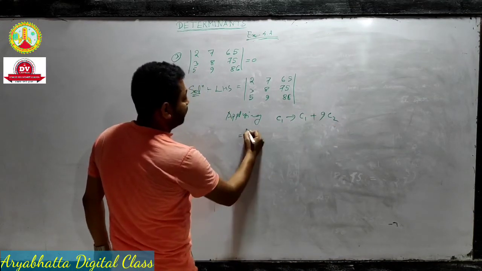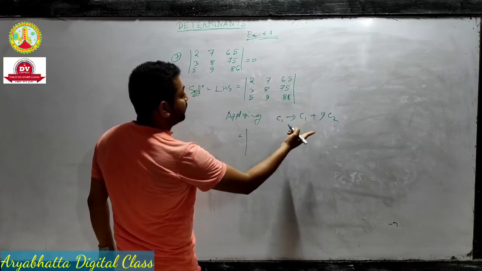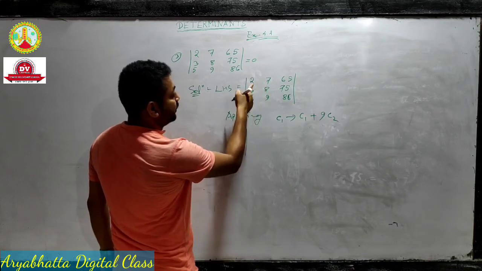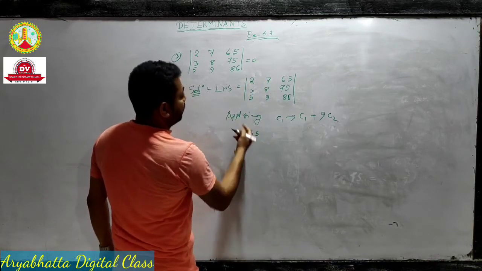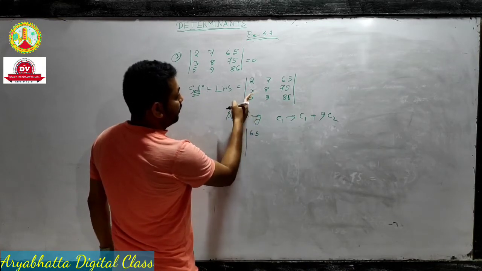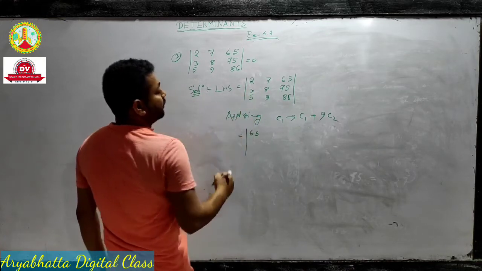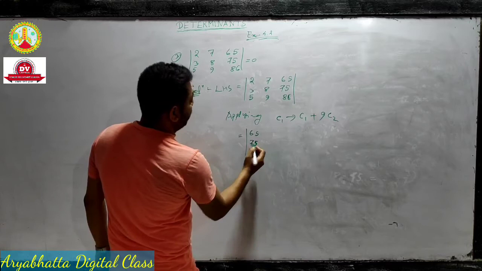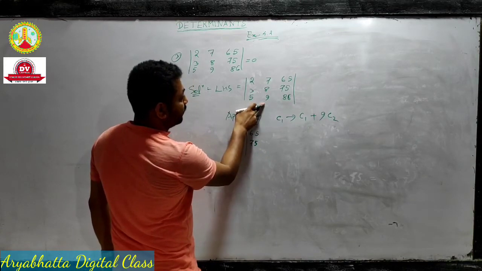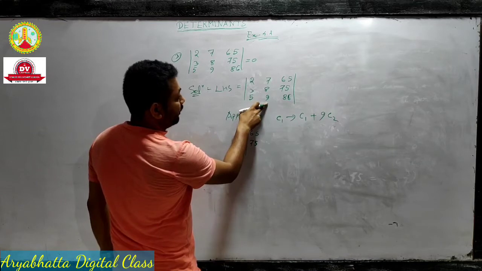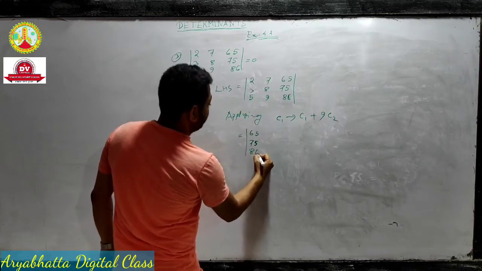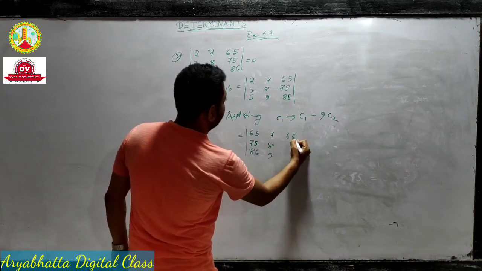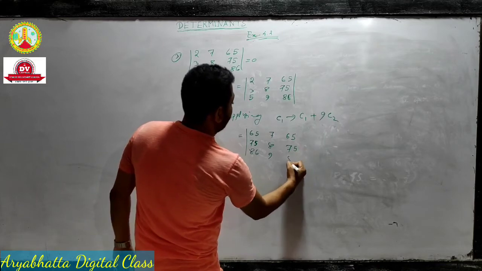It is equal to C1 tends to C1 plus 9 into C2: 2 plus 9 into 7, 63 plus 2, 65 for these elements, 3 plus 9 into 8, 72, 72 plus 3, 75, and for these elements we have 5 plus 9 into 9, 81, 81 plus 5, 86. The second column does not change, 7, 8, 9, and third column does not change, 65, 75, 86.